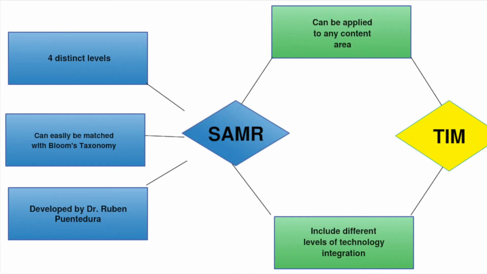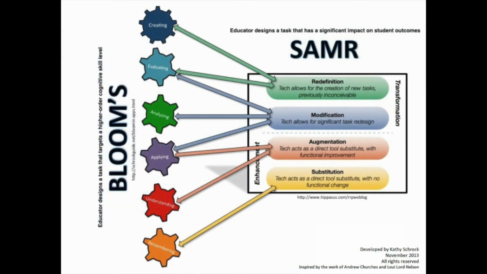Looking at SAMR specifically, what is different about SAMR is you're only having 4 distinct levels. It's easy for me to remember what each of the letters stands for, what each of the different sections are, to keep in my head, and these can easily be matched with plumes. And as you can see in this little picture here, redefinition is going to be at the higher end, and then the substitution is going to be on the lower end of plumes.